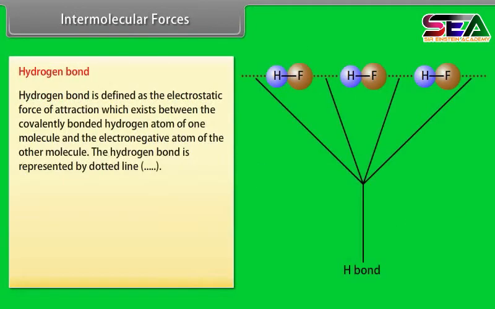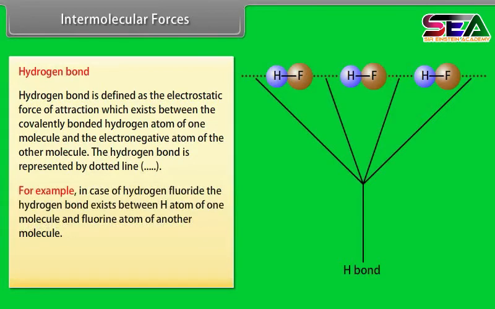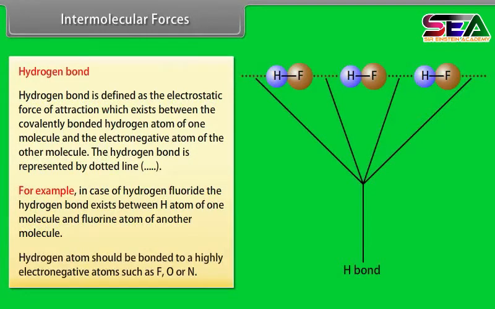Hydrogen bond. A hydrogen bond is defined as the electrostatic force of attraction which exists between the covalently bonded hydrogen atom of one molecule and the electronegative atom of the other molecule. The hydrogen bond is represented by a dotted line. For example, in the case of hydrogen fluoride, the hydrogen bond exists between the H atom of one molecule and the fluorine atom of another molecule. The hydrogen atom should be bonded to highly electronegative atoms such as fluorine, oxygen or nitrogen. The larger the electronegativity of the other atom, the greater is the strength of the hydrogen bond.